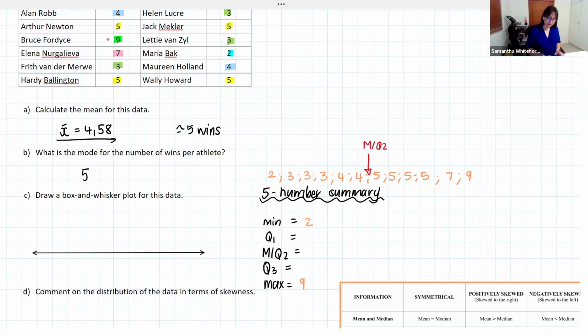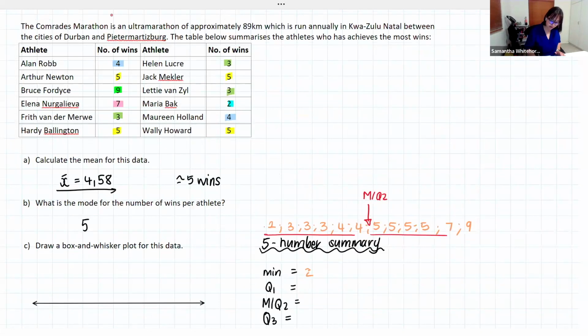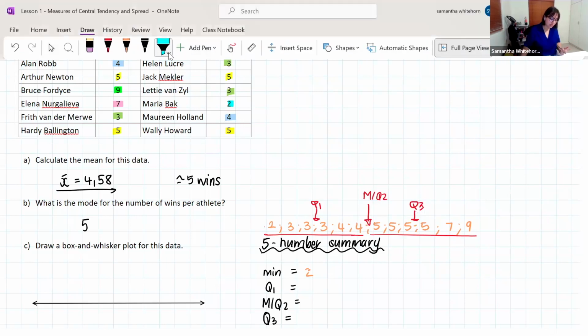Now what I've done is I've split my data set in half. One half of my data set has 6 values, the other half has 6 values. So to find the quartiles, I just find the midpoint of each of those halves. So the midpoint or Q1 would be between 3 and 3, and the midpoint or Q3 would be between 5 and 5. That's how I do it. If you have formulas that you use, that's fine. It makes absolutely no difference as long as you understand what you're doing.